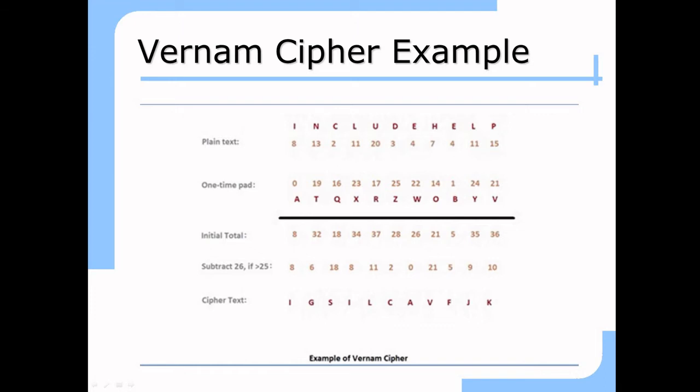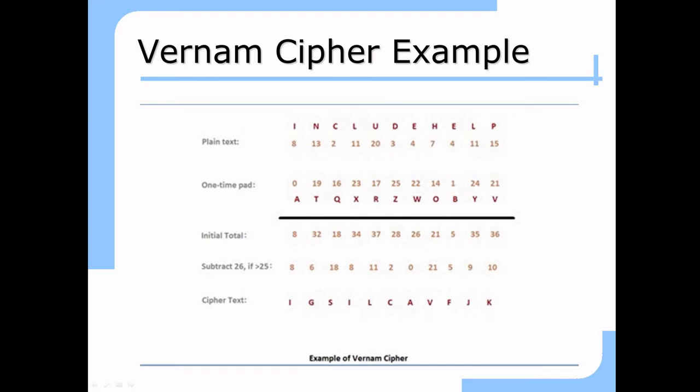Likewise this 37, after subtracting 26 we get 11. 28, after subtracting 26, we get 2. 26 is again greater than 25, so we subtract 26 from 26 and we get 0. 21 is below 25, it is okay. From 35 we subtract 26 and we get 9, and from 36 after subtracting 26 we get 10.